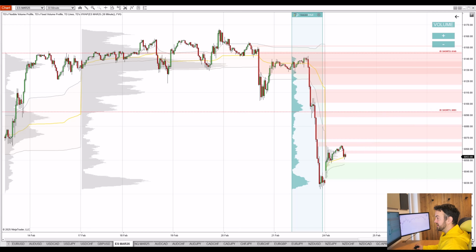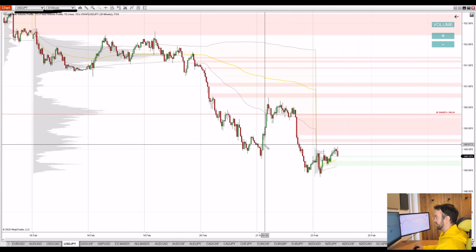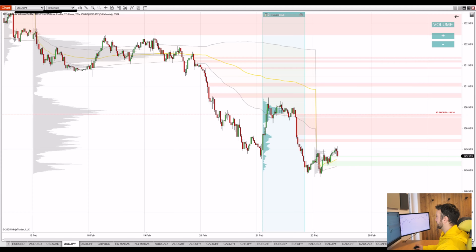Now, the last trading idea is going to be on the US dollar Japanese yen, so let's check it out. So this is a 30-minute chart of the US dollar Japanese yen, and what I want to talk about is a strong resistance based on those heavy volumes. The resistance is at 150.34, and it is at the beginning of this heavy volume zone.